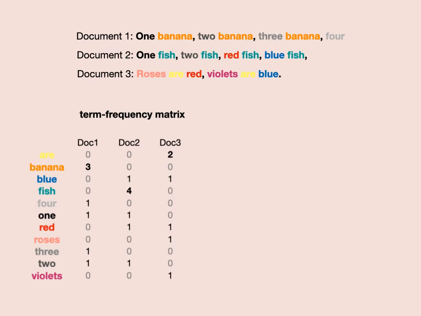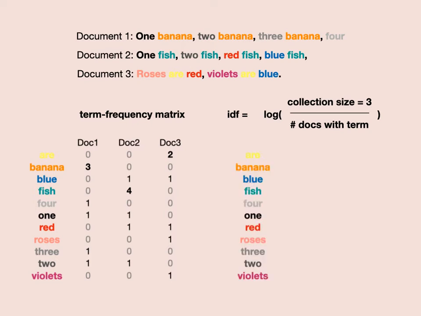Our term frequency is 2 in that document 3, and it's 0 in the others. Okay, now IDF. Remember that inverse document frequency is the log of the collection size over the number of documents with the term in it. Let's do that for each one of these.